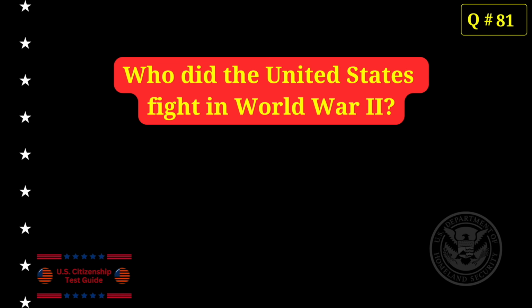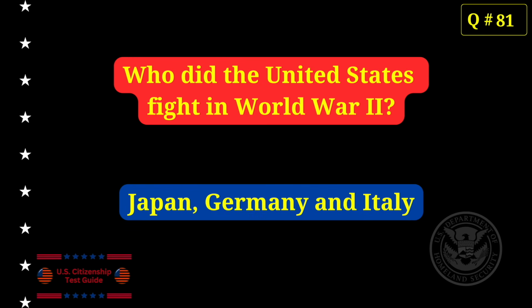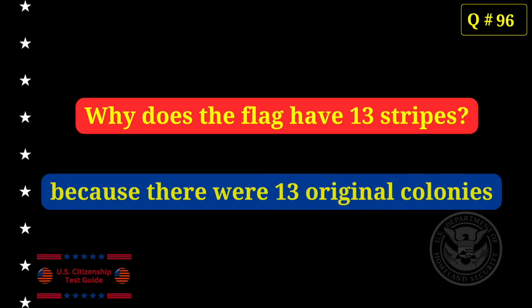Who did the United States fight in World War II? Japan, Germany, and Italy. Why does the flag have 13 stripes? Because there were 13 original colonies.